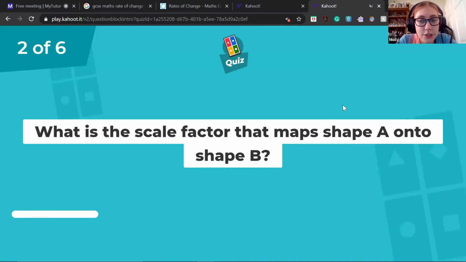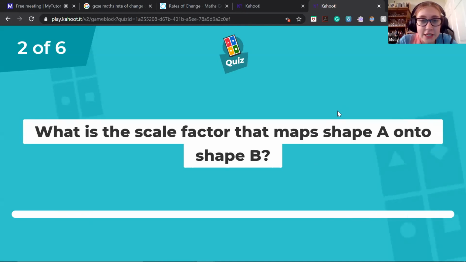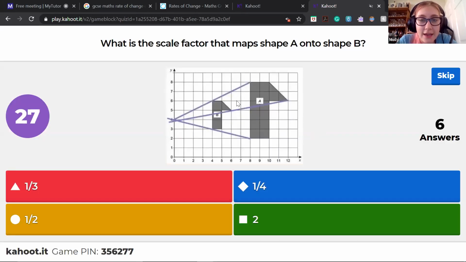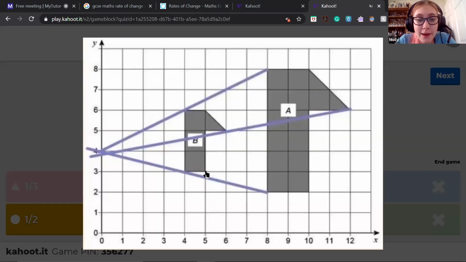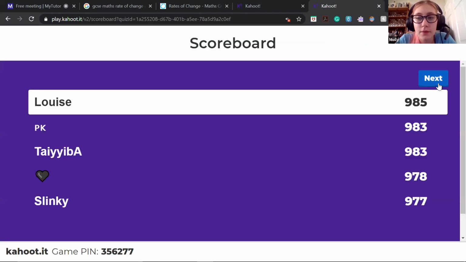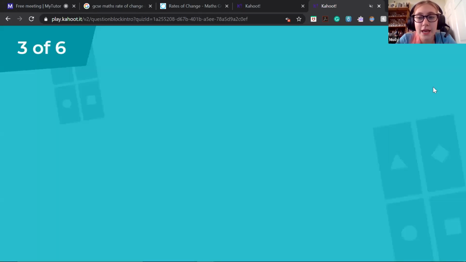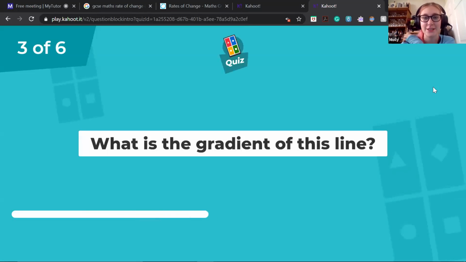Okay, another enlargement question. Again, what's the scale factor? This time it's shape A onto shape B, so be careful that you get them the right way round and think about what the scale factor could be. Yes, fantastic, half, well done. If you put 2, that's what maps B onto A, so much better this time. We see that the base of A is 2 units long and the base of B is 1, so that's half. Okay, that's all for enlargement. It's quite difficult to do enlargement questions, seeing as you can't draw anything.